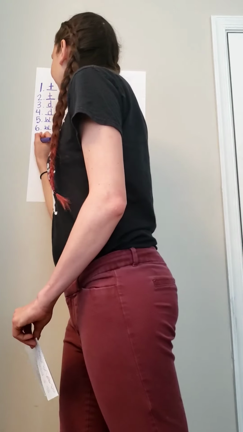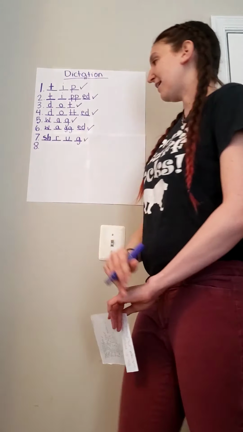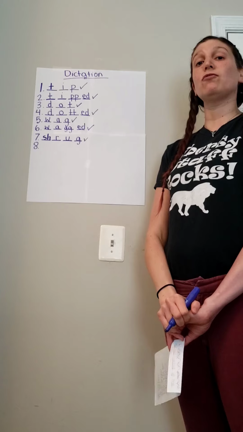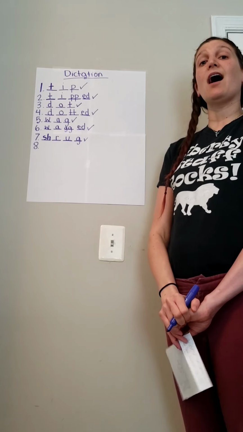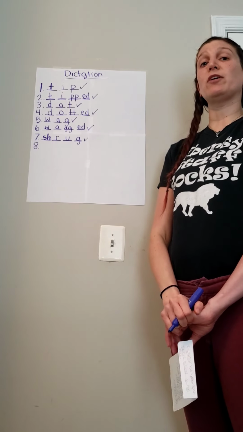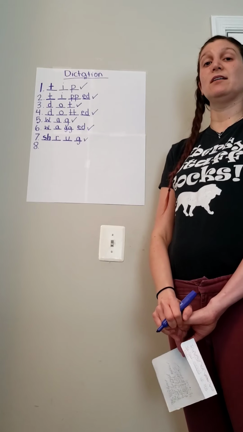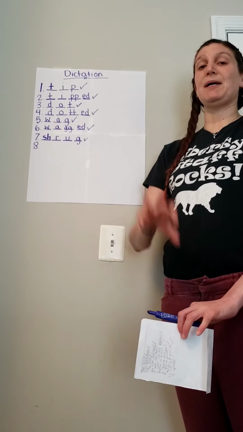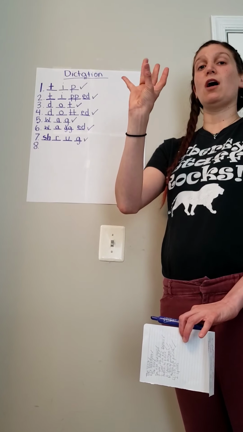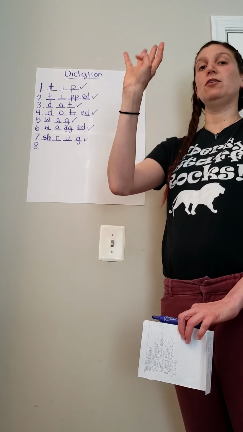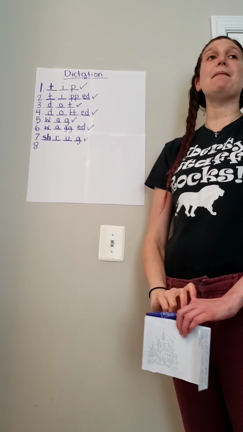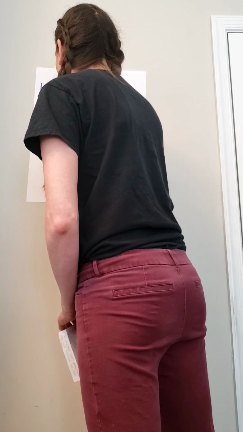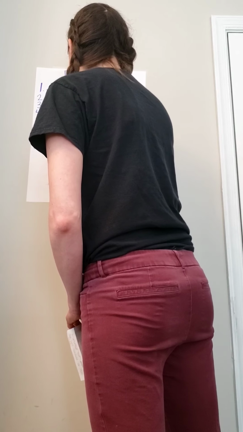Number 8. Past tense of shrug. Our new word is shrugged. Like, I shrugged my shoulders. Shrugged. Say it. Shrugged. Tap it. Shrugged. Map it.